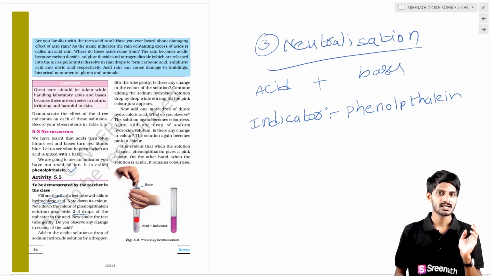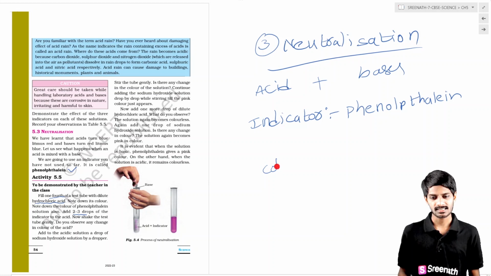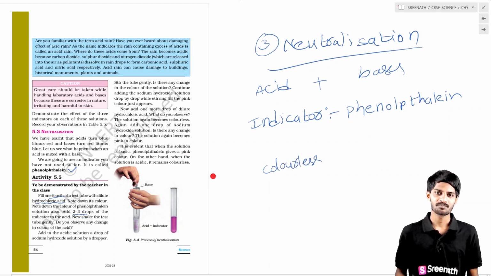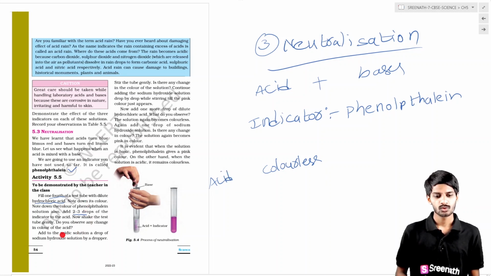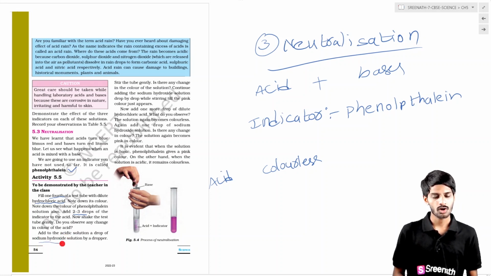What is the color? In that case, you observe there is no color. We call this state colorless: acid plus indicator. Now you have to add some drops of sodium hydroxide solution. What is it? Sodium hydroxide solution. Basically, sodium hydroxide solution is a base.